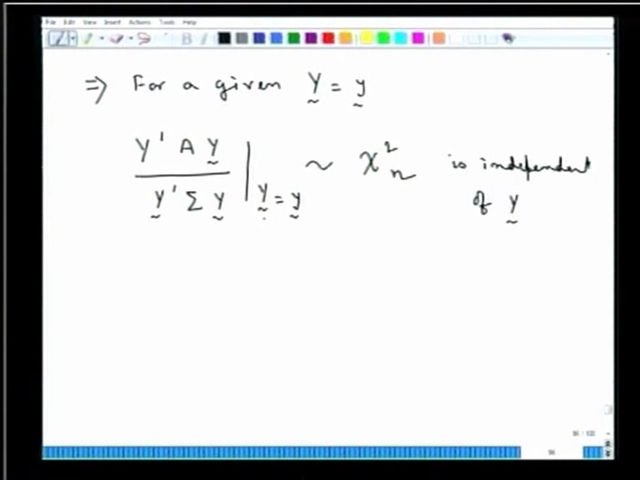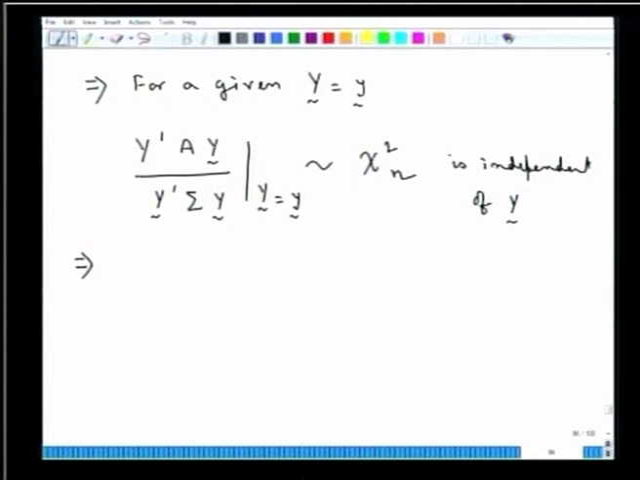So whatever be the fixed value of this y vector at small y, this is always going to have the same identical distribution, which is a chi-square distribution on n degrees of freedom. This is basically the conditional distribution of this given Y equal to y, following a chi-square n random variate, and that's independent of the fixing small y of this random vector capital Y.